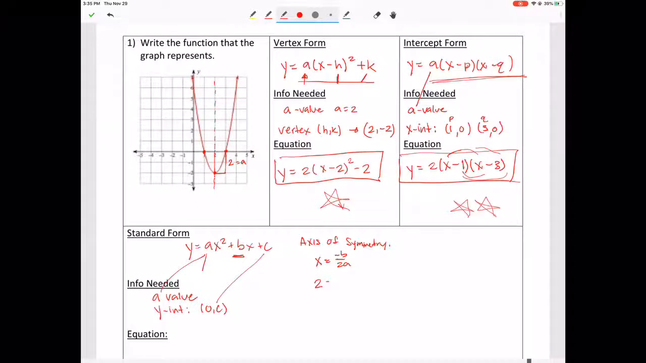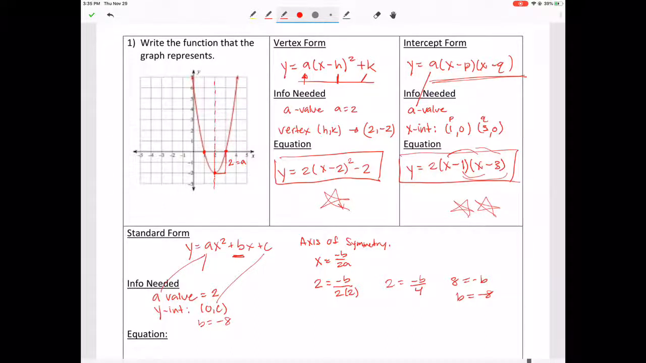We'll just plug that into that equation. We still don't know what b is, but we do know what a is. Our a value here is 2. So you plug that in and simplify, and we get 2 equals negative b over 4. Then we multiply both sides by 4 to give us 8 equals negative b. And then we multiply both sides by negative 1, so we get b equals negative 8. So now we have b equals negative 8.